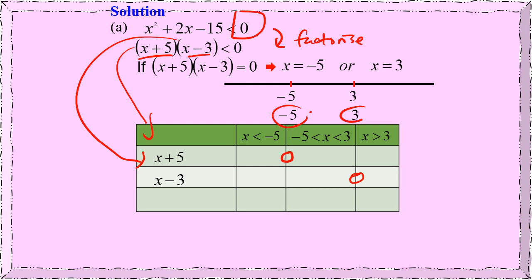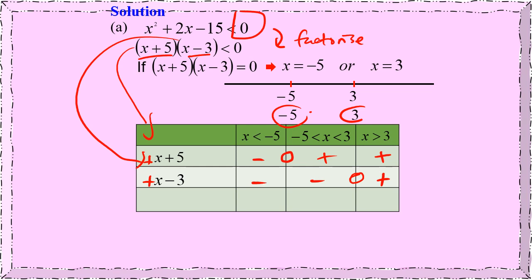So how to state whether this area is positive or negative? We just have to look at x here. It's positive x, which means on the right side of the circle it will be positive, and the left side of the circle will be negative. For x minus 3, the x is also positive, right? So the right side of the circle will be positive, and the left side of the circle will be negative.